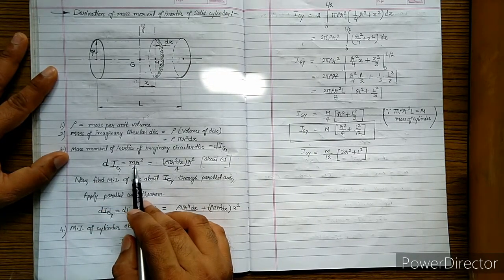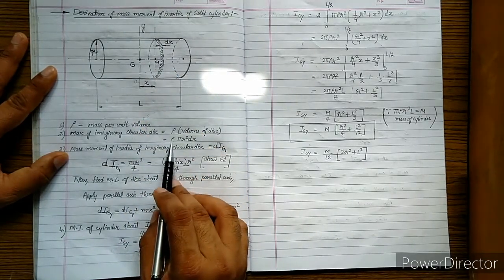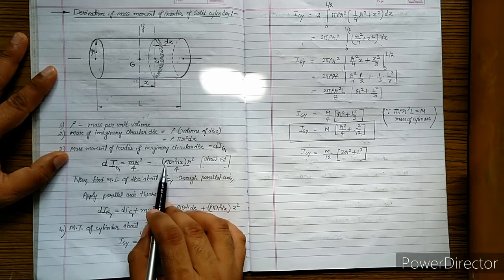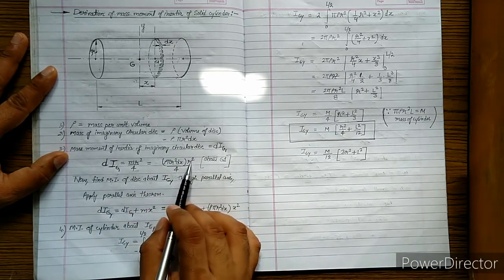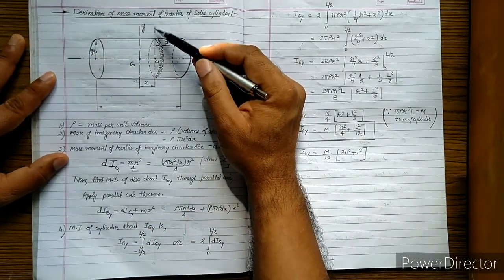So what is m? M is the mass of imaginary circular disc. This we have already calculated, which is rho pi r square dx. So replace m by this term. So rho pi r square dx into r square by 4. This is about its own axis.